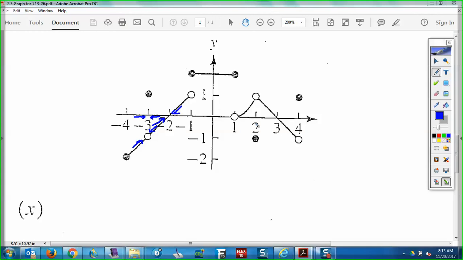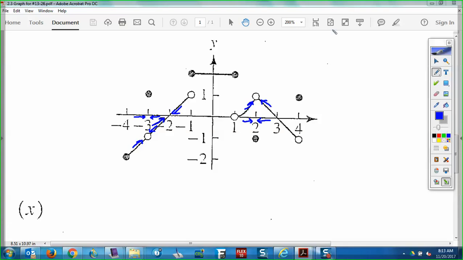Okay, what about here? As x approaches 2, what are the y values approaching? Y values are approaching 1. The cars are coming in at 1. Doesn't matter there's a hole there, and it doesn't matter there's a dot down here. The limit as x approaches 2 is 1.